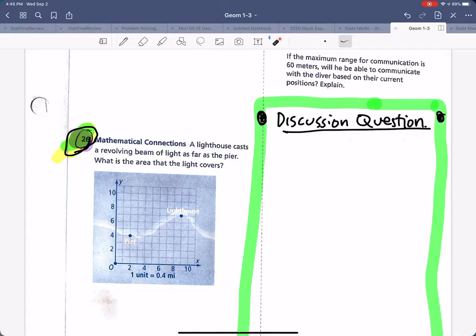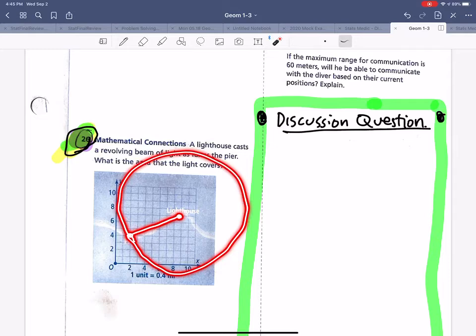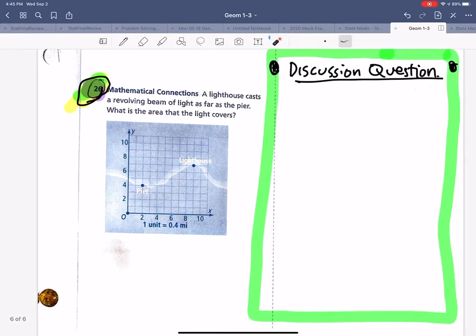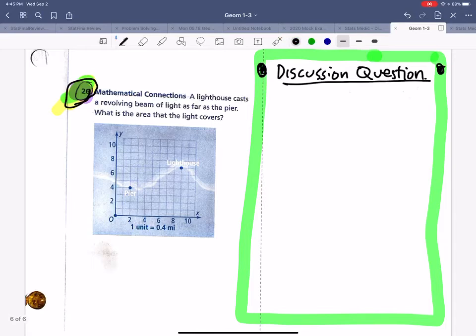So first I need to know this distance, and then I could maybe Google the area if I know this distance. So the lighthouse is going to cast a light all the way around. But first I need to know this, and hopefully you're thinking, wait, that's the radius. So if you Google, how do you find the area of a circle? The area of a circle is pi r squared.